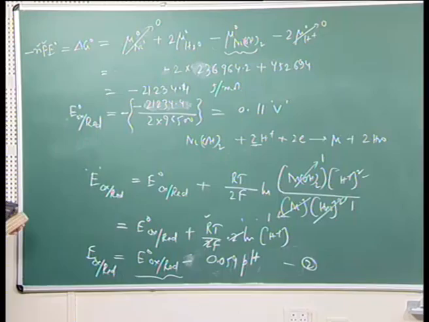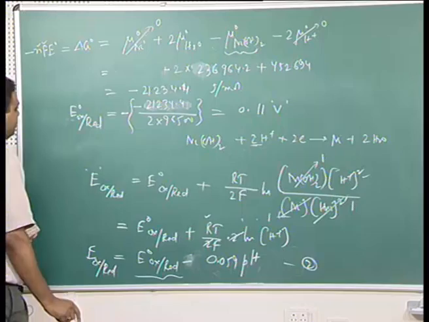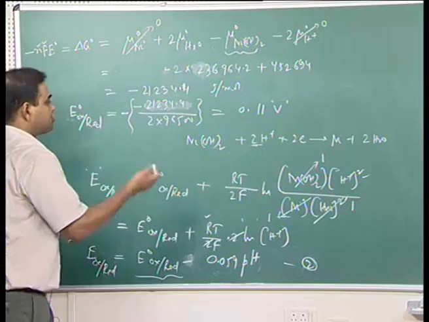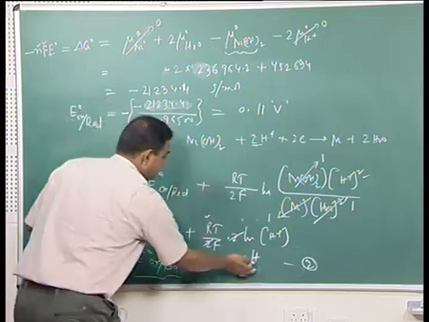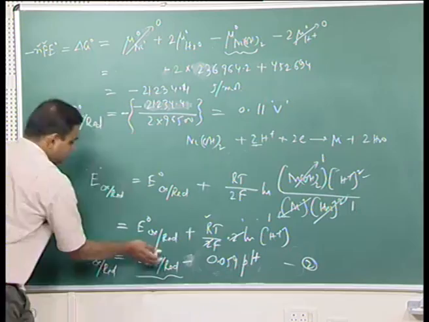Finally, I can replace this E0, because when I am considering E0, considering the standard chemical potential of all the species for this reaction, then the activities of all the species also would become 1. So the activity of H plus ion would also become 1. So pH would become 0. If pH becomes 0, then E ox by red equals E0 ox by red. Now, if I have a different pH value, I will just put this value in with the pH.